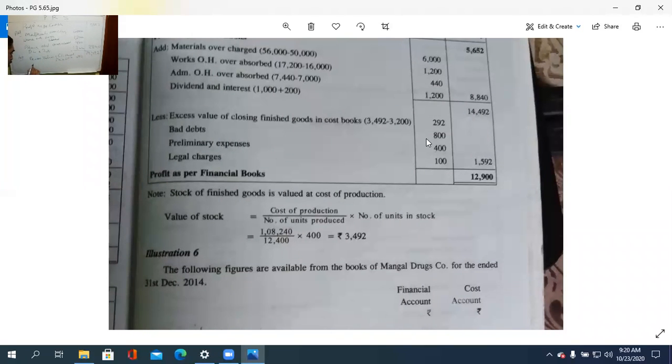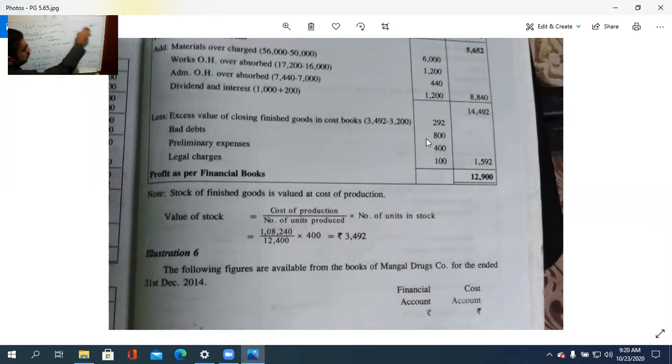Then bad debts written off. Bad debts, how much? 800. Then preliminary expenses, how much it is? 400. And then legal charges, expenses. Legal charges it is 100. So these are the items to be deducted. So 1092 plus 500, 1592. That 1592 to be deducted, so that we will reach what? Profit as per financial books. So how much? It is 12,900.